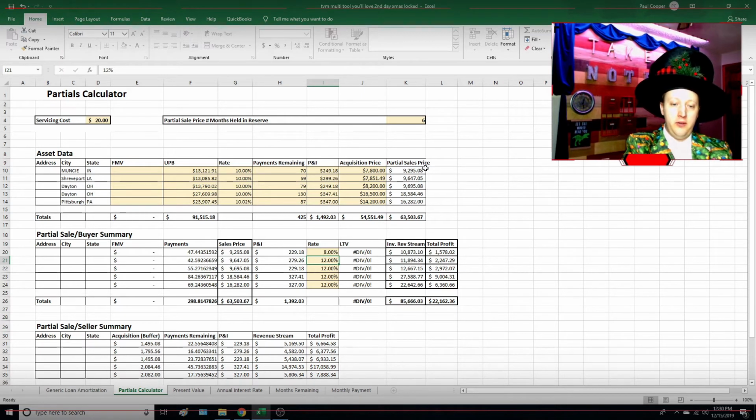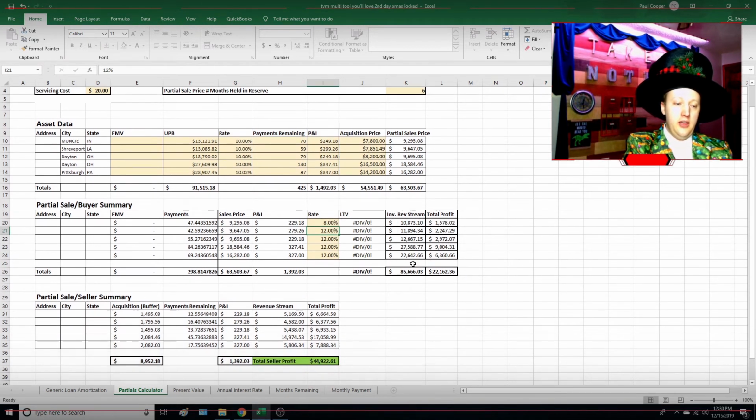You can modify that however you like. You could increase the money on the front end by doing the months held in reserves, or you could just increase or decrease the rate. And then that'll tell you the total investment revenue stream and the total profit for the loan. And then down here is the seller's breakdown. So up here's the buyer's area. Down here is the seller's area.